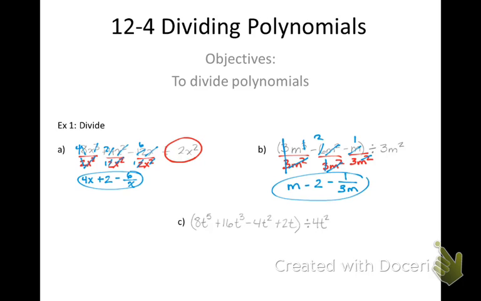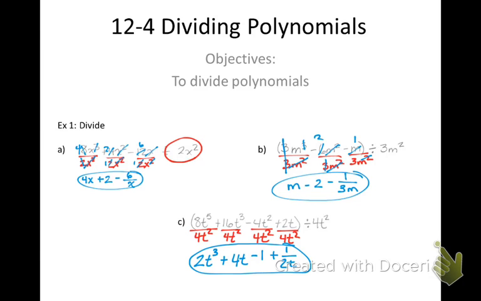I'd like you to try C by yourself. Put it on pause. C by yourself. Okay, so your answer is 2t cubed plus 4t minus 1 plus 1 over 2t. Check and see if you did it correctly. If not, figure out what you did wrong.